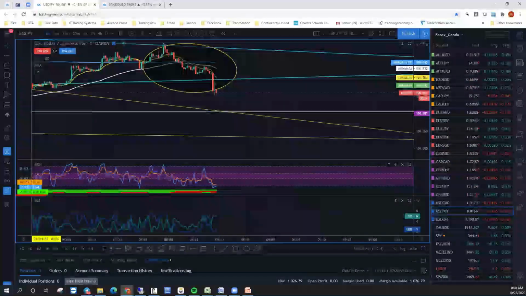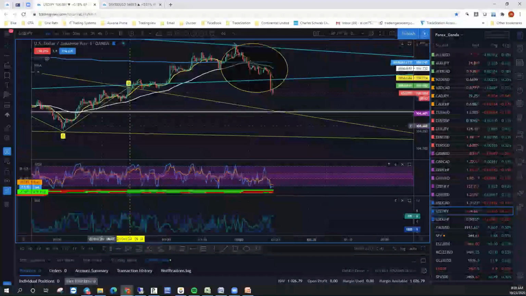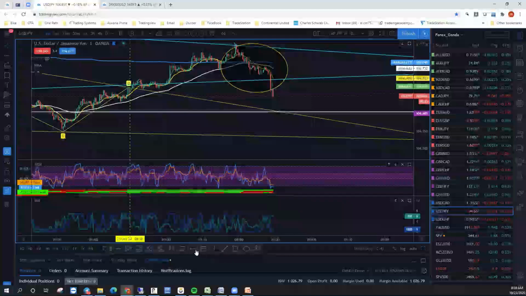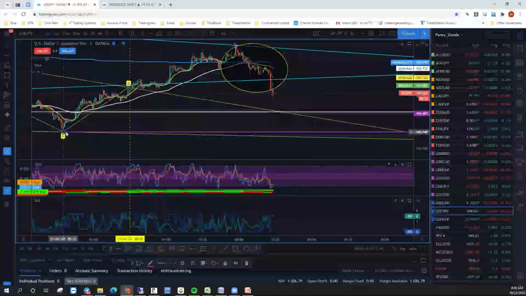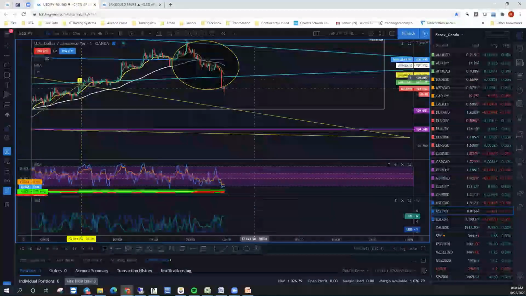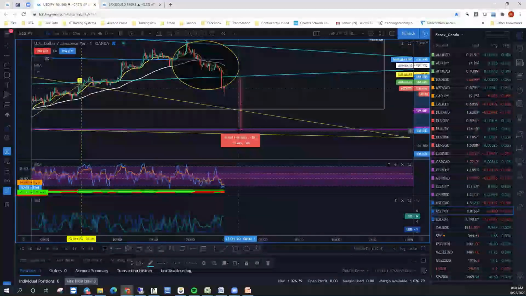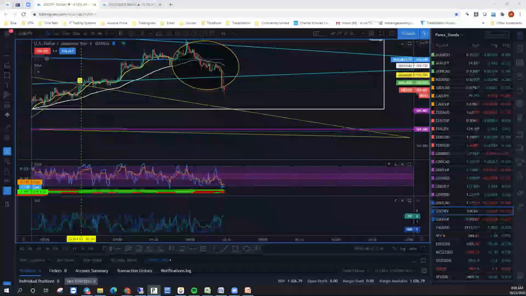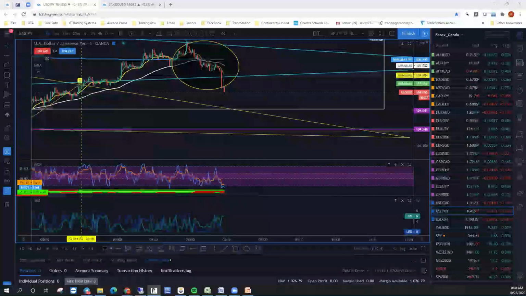We need to know where our target is. Our target is pretty much going to be right here at the C level. Initially, this will be down here. I'd be looking at this to be the first target. And there's our 15 pip target down here. So I got one target at 104.63.